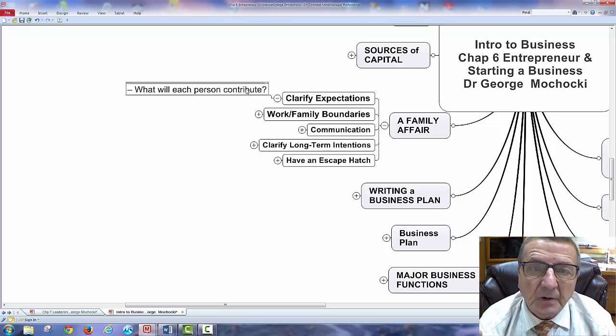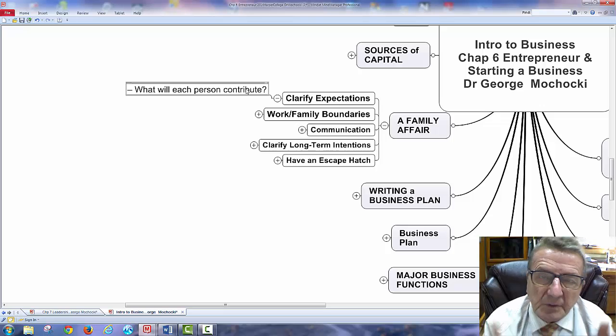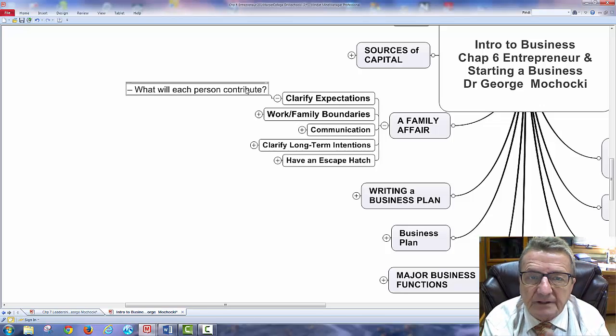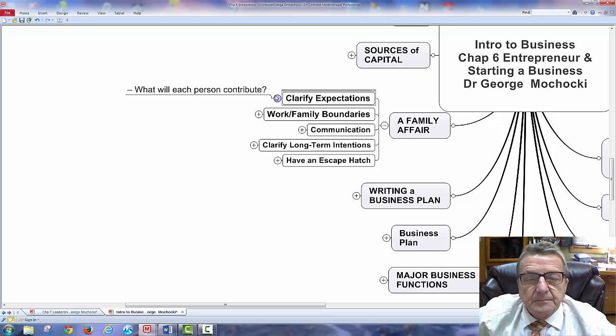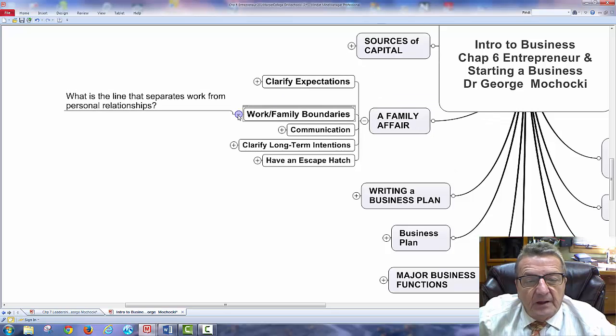And it doesn't have to be in a marriage. Even between different partners in ownership, there has to be a clear definition of what one does over the other. Okay? That's how businesses work. Family boundaries: you have to be able to split the business side from the other.